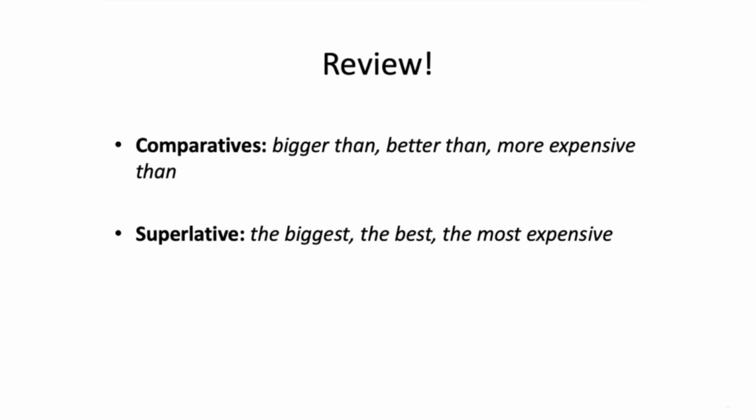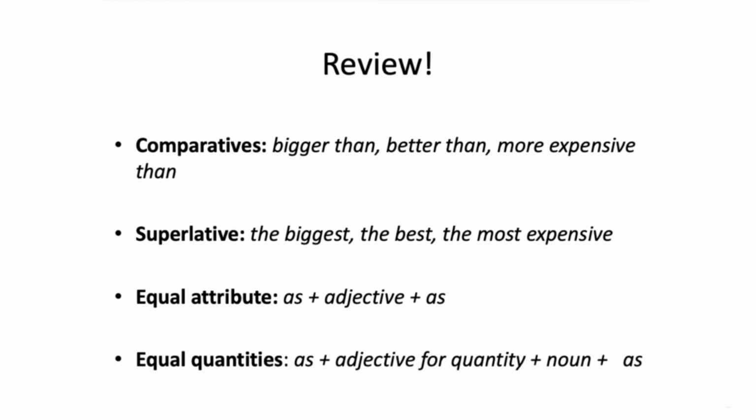To compare 2 nouns with similar attributes, we use the pattern as, adjective, as. To compare 2 equal quantities, we use the adjectives indicating quantity: many, much, few, little. We use many and few for countable nouns, and much and little with uncountable nouns. We follow the pattern as, adjective for quantity, noun, as.